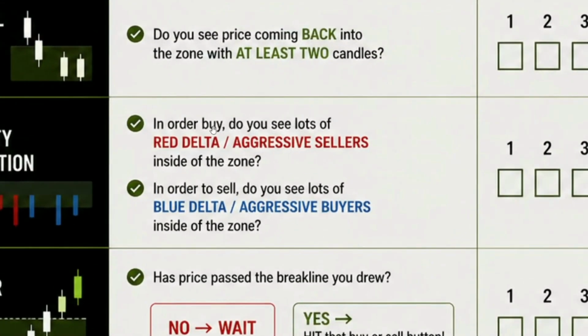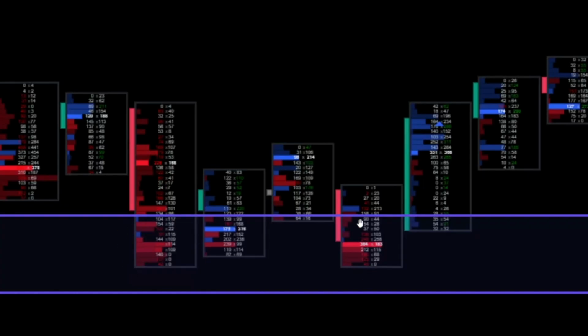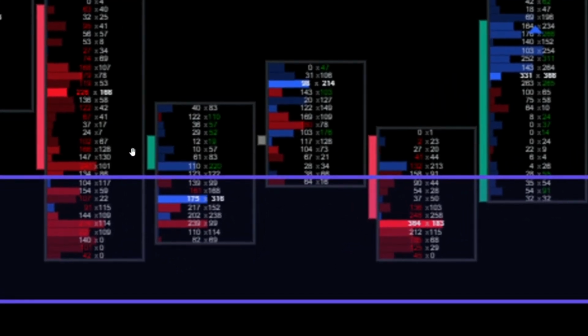In order to buy, do you see lots of red delta or aggressive sellers inside the zone? So let's go inside the zone and see what was going on here. Hopefully you all can see how obvious that is. Now, the candle I want to draw your attention to is this one. Why is this candle interesting?